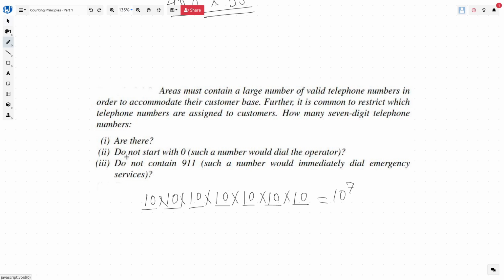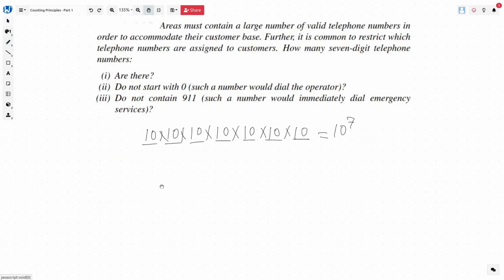The second part says that the number does not start with 0. There are two ways of approaching this problem: the complement principle, or our natural multiplication approach. If it cannot start with 0, then the first digit can be chosen in 9 ways: 1, 2, 3, 4, 5, 6, 7, 8, 9. The rest can be filled in 10 ways each. So this is equivalent to 10 to the power 6 into 9, right?